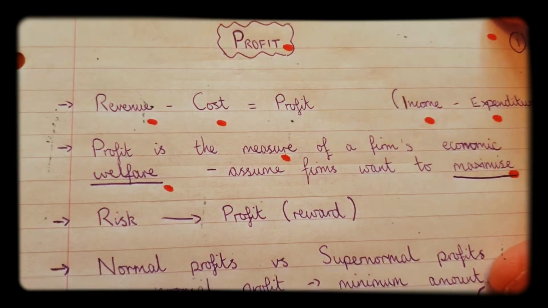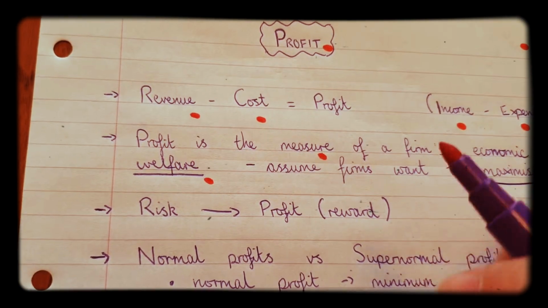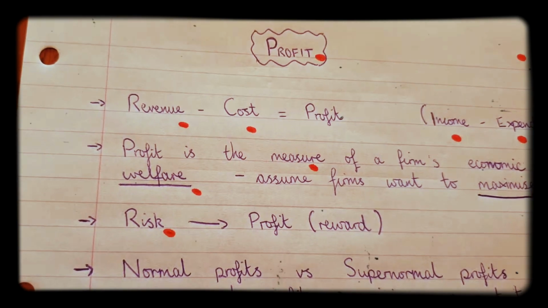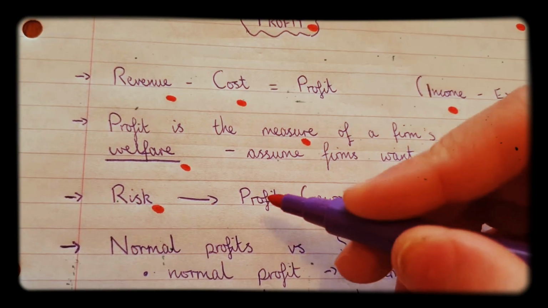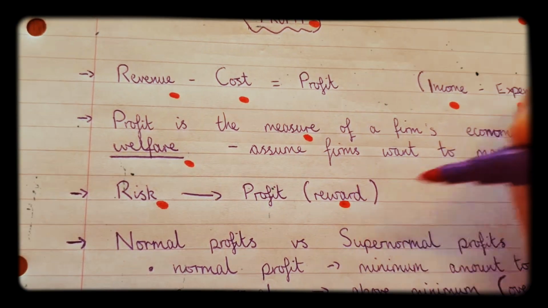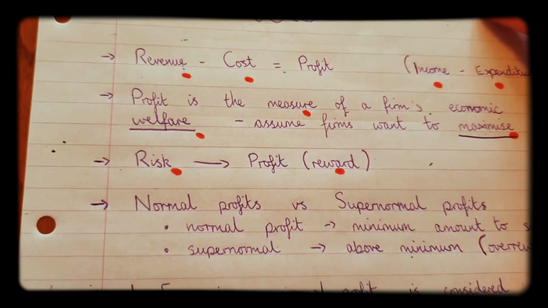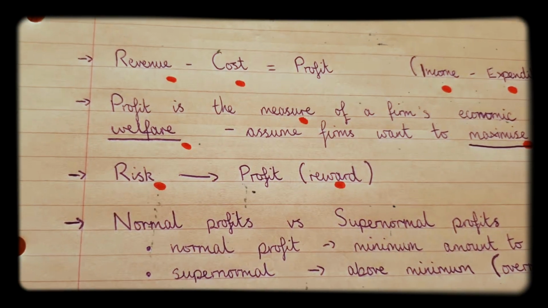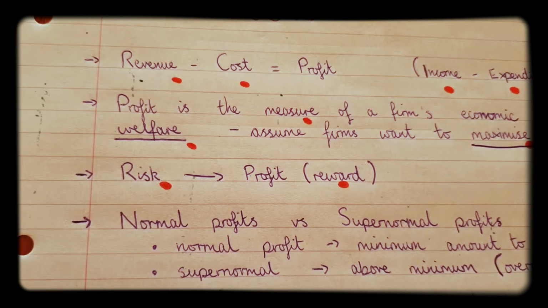Profit is also the risk-reward function. Basically, when entrepreneurs take risks, profit is the reward for that. The higher the risk, the higher the profit needs to be. The lower the risk, the lower the profit is generally going to be.